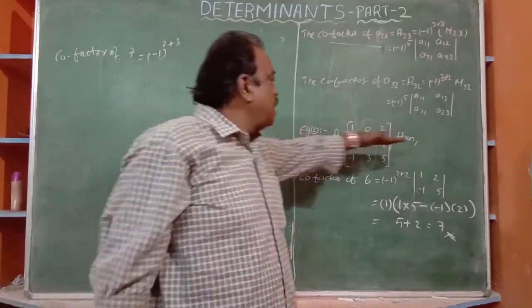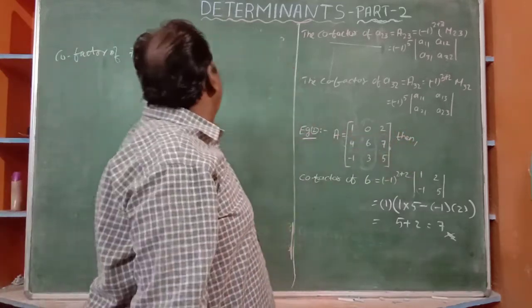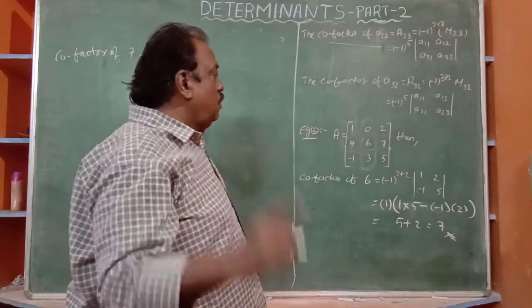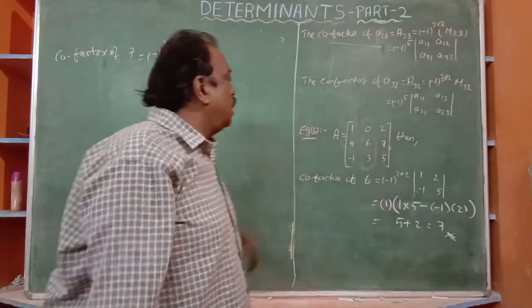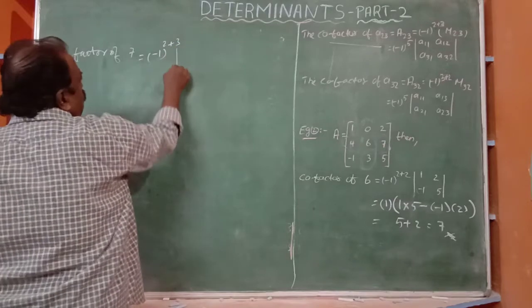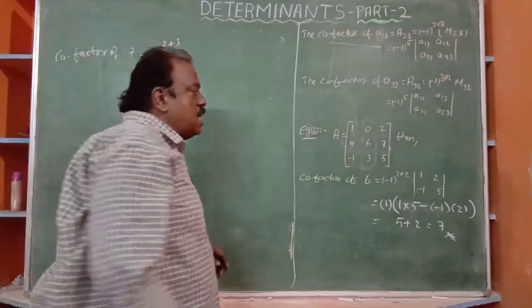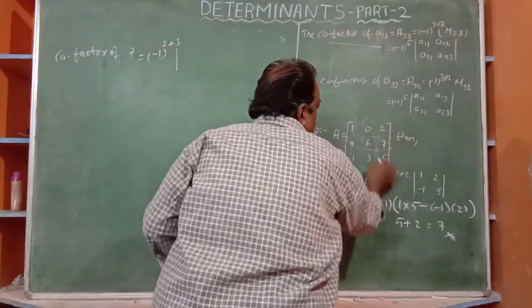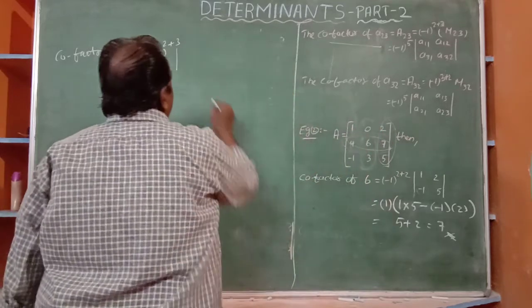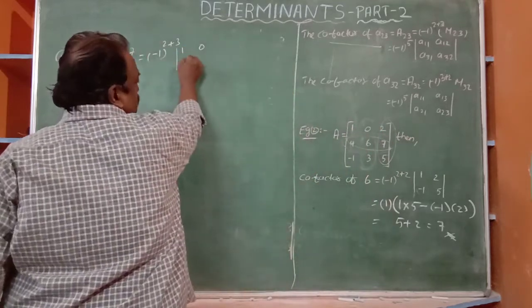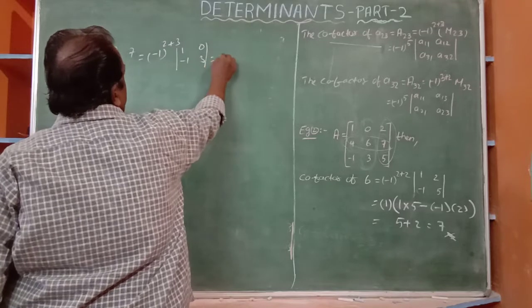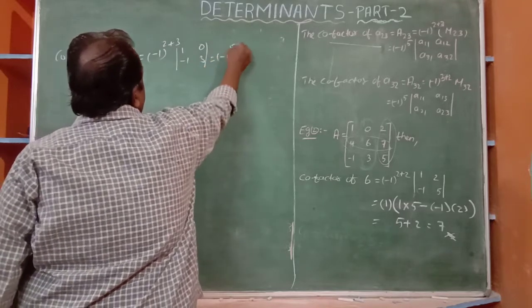It lies in the second row, means i is 2. Minus 1 power i is 2, third column j is 3. Into determinant, you delete the row and column. We get 1, 0, minus 1, 3. How much? It is minus 1 power 5.